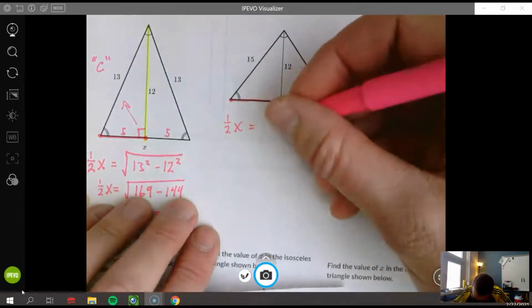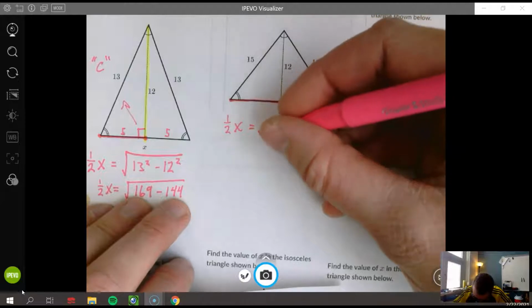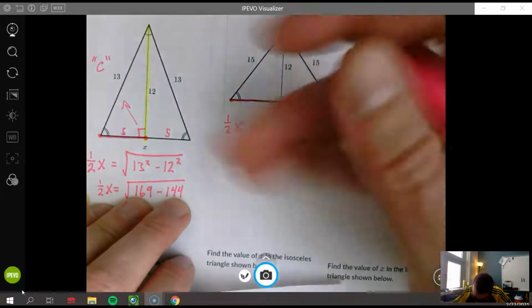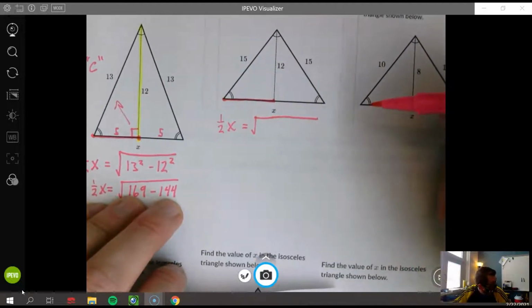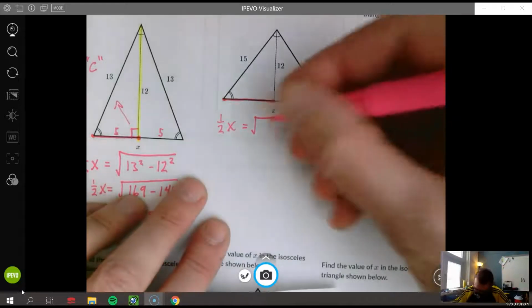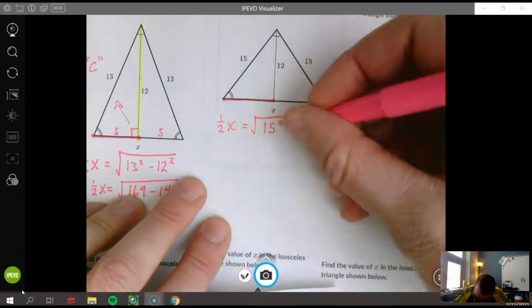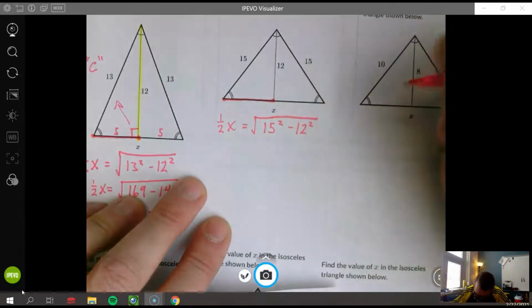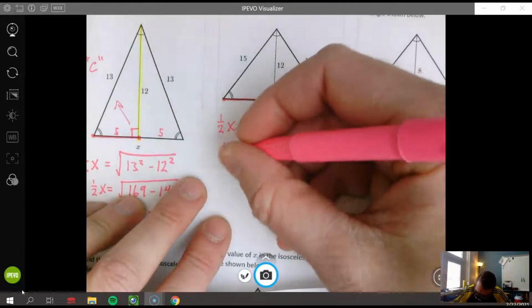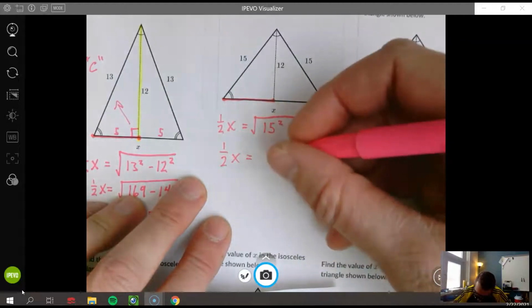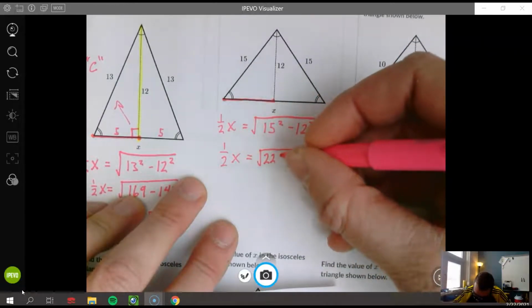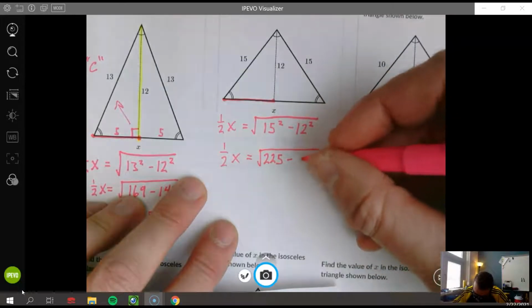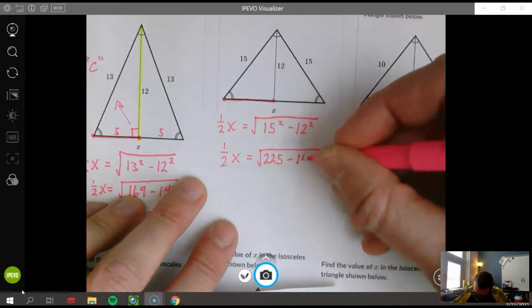So leg equals... so then what do I fill in under the square root, Audrey? Squared, right? So then what was 15 squared? Yeah, that's a fun one. 225 minus 12 squared? 144.